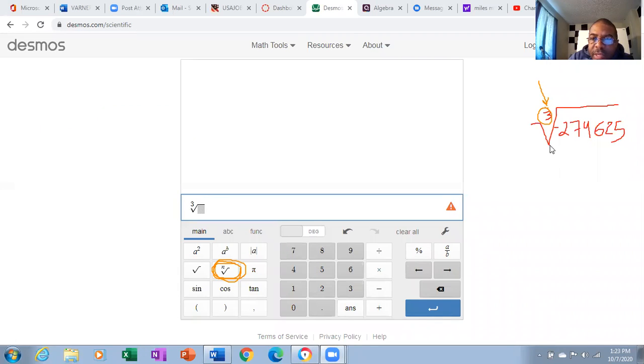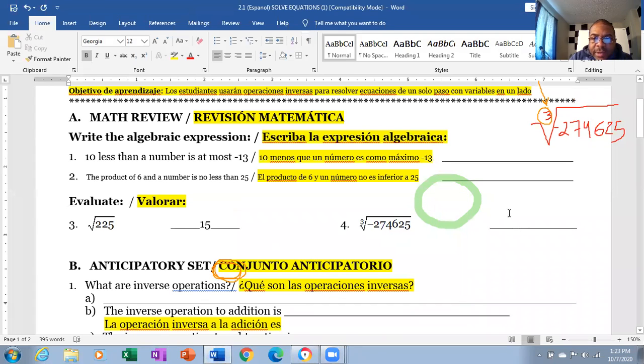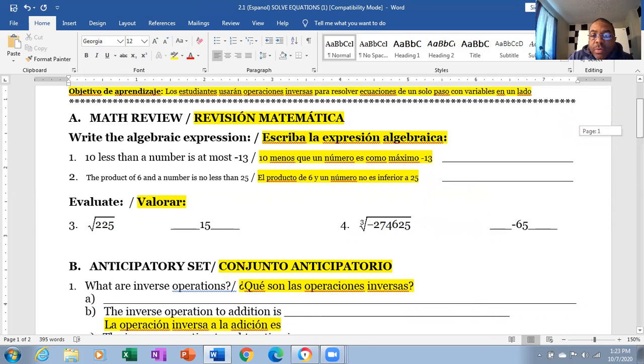So we put in the index. And so we're going to put in the number now, right? And that's negative 274,625. And our answer right there in that money green, in that beautiful money green, there it is, negative 65. So now we can go back to our assignment and we can put in here negative 65. And we have the answer, right? We have the answer. Okay. All right. So let's move on.